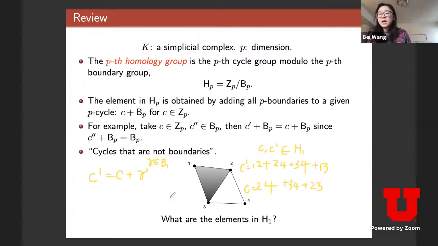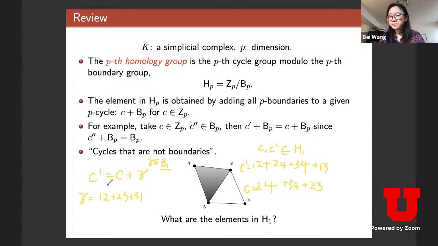So can someone tell me what gamma equals? 1,2, 2,3, 3,1. Exactly. So 1,2 plus 2,3 plus 3,1, or 1,3, the ordering doesn't matter here, is an element of B1, a one boundary, because it's the boundary of a triangle. So if I take gamma, an element in B1, and add it to C, I get C prime. So what does this mean?